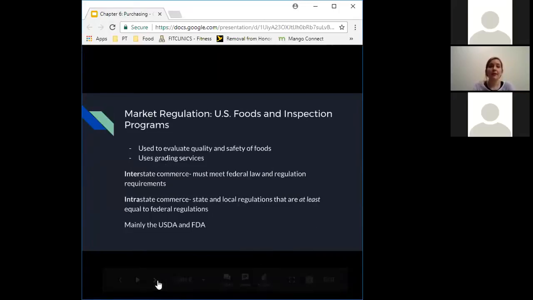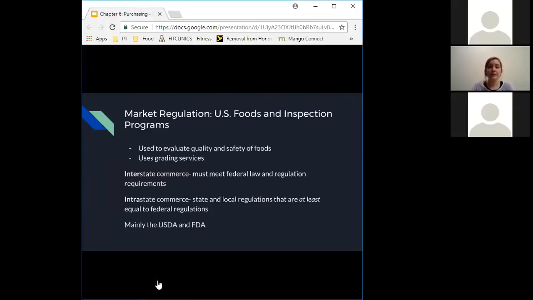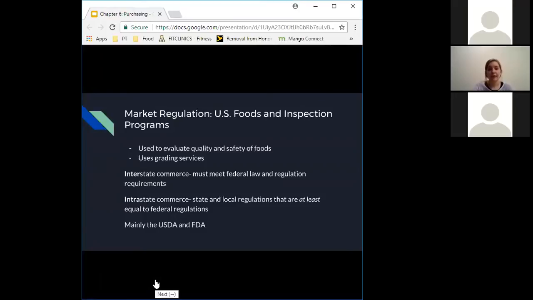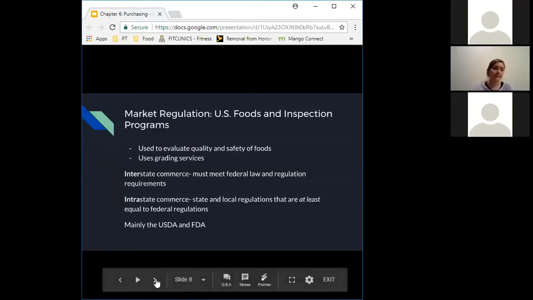A little bit on market regulation. The U.S. Food Inspection Programs are used to evaluate quality and safety of foods. They evaluate foods for signs of disease, bacteria, chemicals, infestation, filth, or any other factor that may render food unfit, and for law and regulation requirements. Foods shipped in interstate commerce must meet state and local regulations that are at least equal to federal regulations. The two main bodies regulating our food system are the USDA and the FDA.